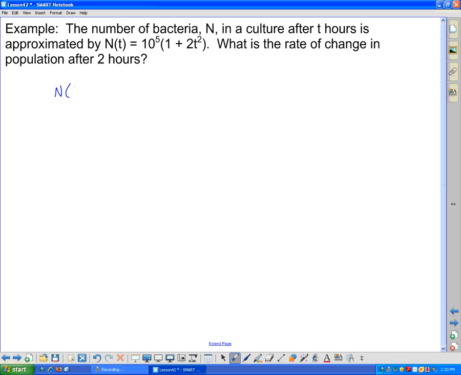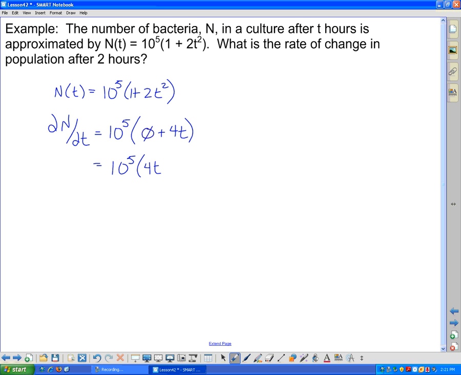So we are looking at N of T equals 10 to the 5th, 1 plus the 2T squared. So very carefully, we're going to take this derivative. We're noting, okay, out front, this is just a coefficient, it's just a number. Our actual variable is right there. So I'm going to take the rate of change in bacteria with respect to time is equal to 10 to the 5th, and I'm going to take the derivative of what's inside the brackets there. We would have 0 plus 4t, which would simplify to 10 to the 5th multiplied by 4t.